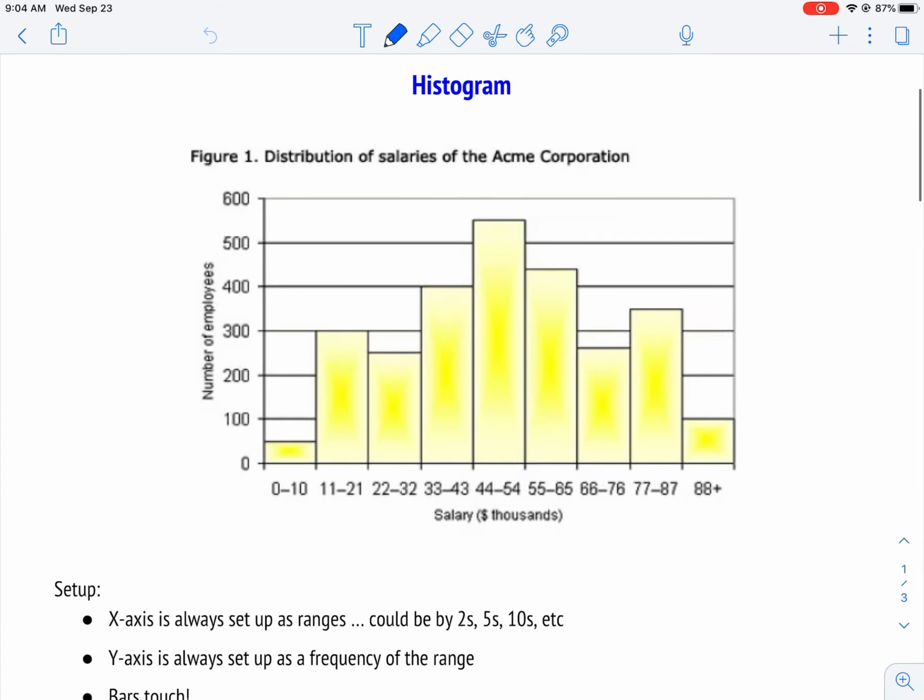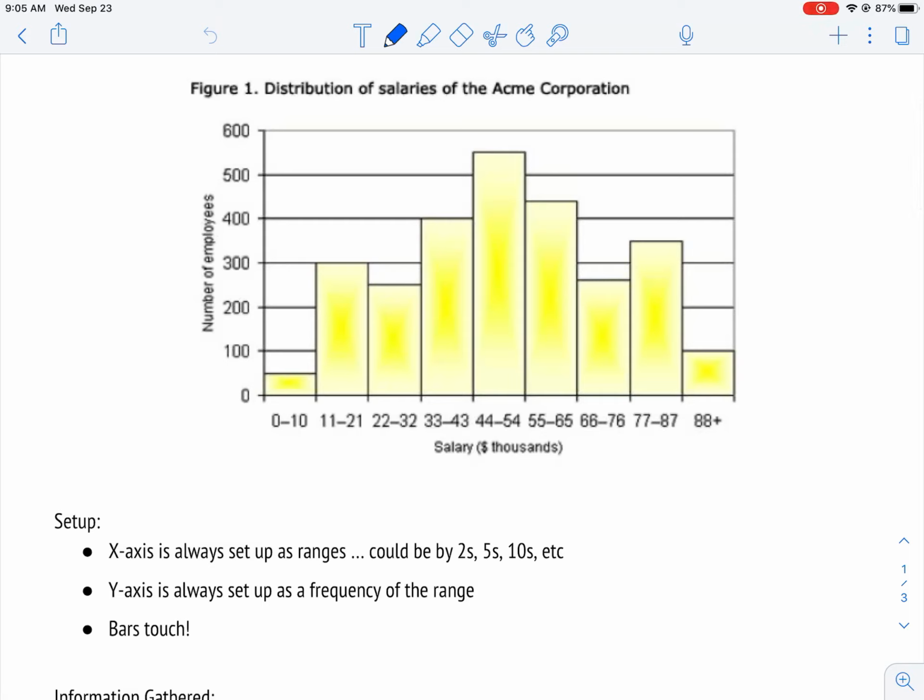Taking a look at the histogram right now, this is kind of what it looks like. One thing you can see is that the x-axis is always set up as ranges. So each bar doesn't represent a category or a thing. It represents a set of data. In this case, whoever put this together decided to go by tens. So each section represents however many things there were in that data range from 0 to 10. When you look up at this bar, this is approximately 50. So there are about 50 cases that were between 0 and 10.